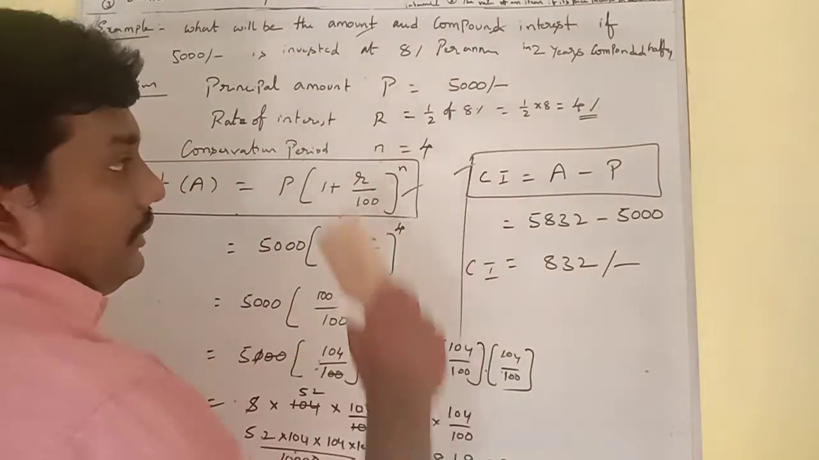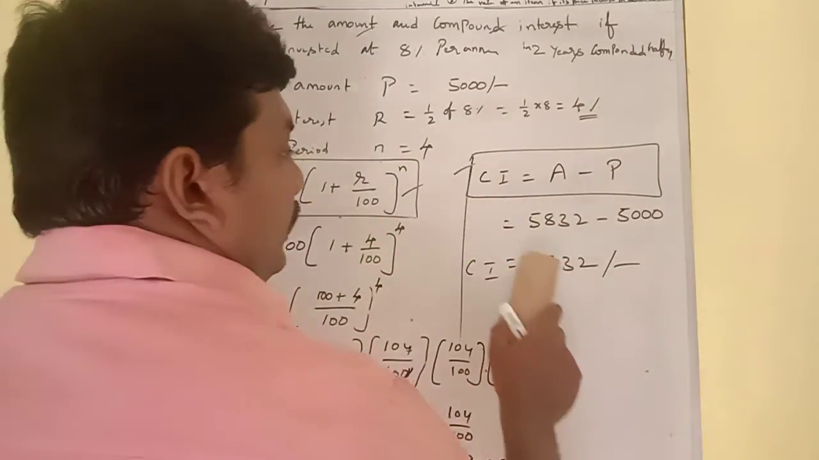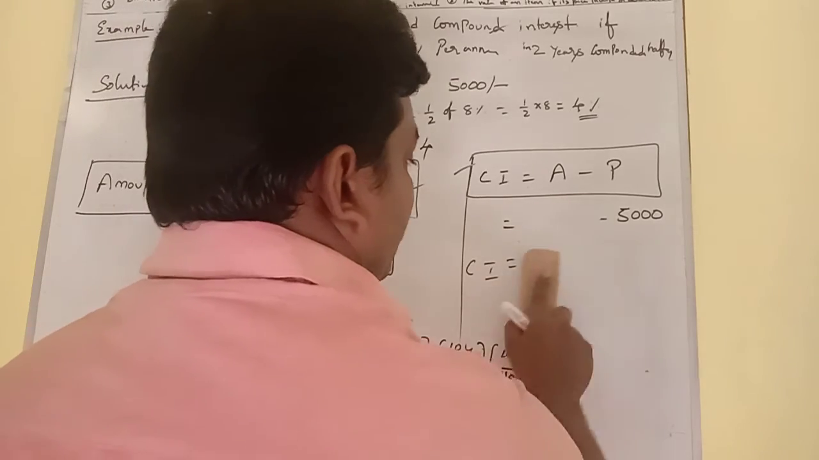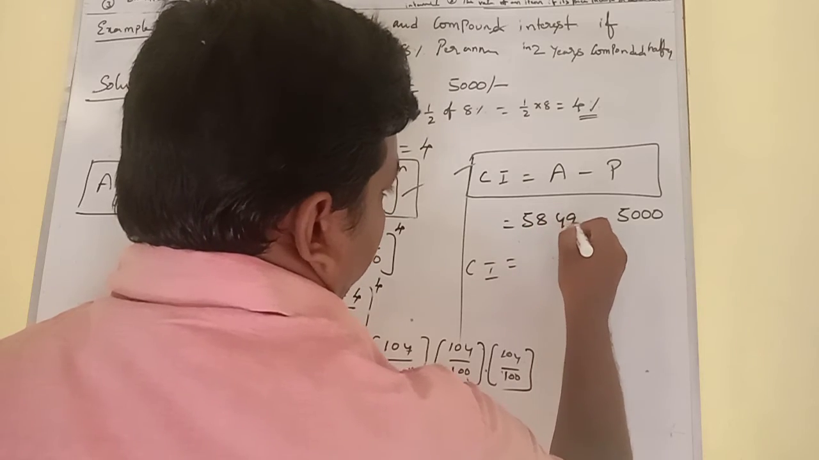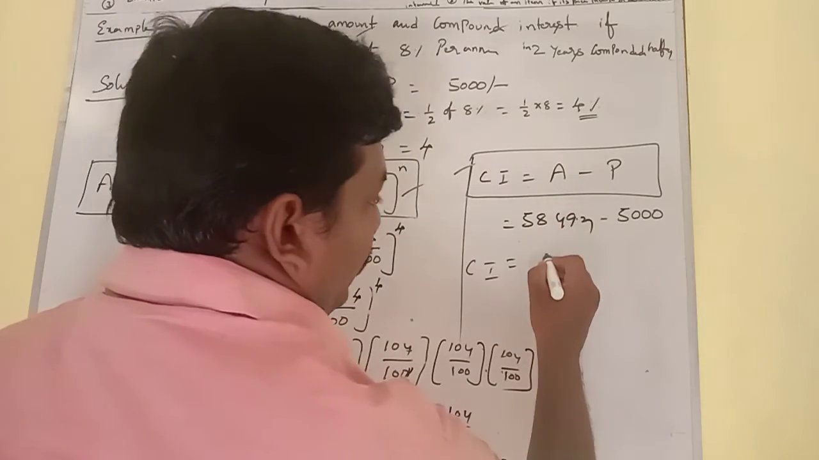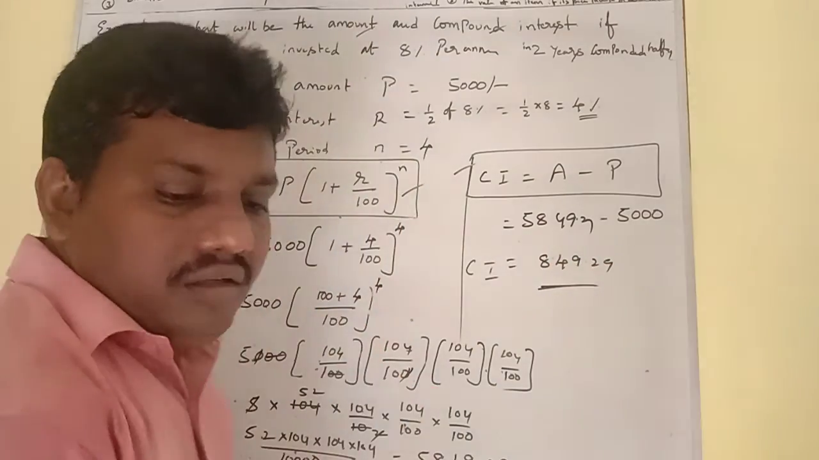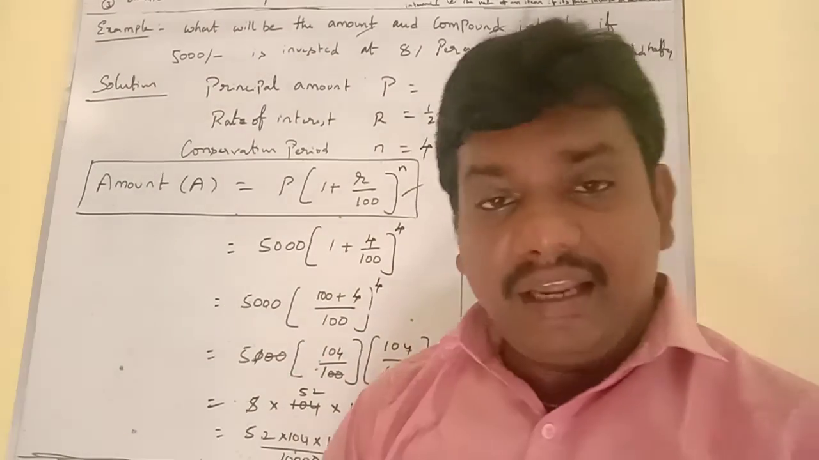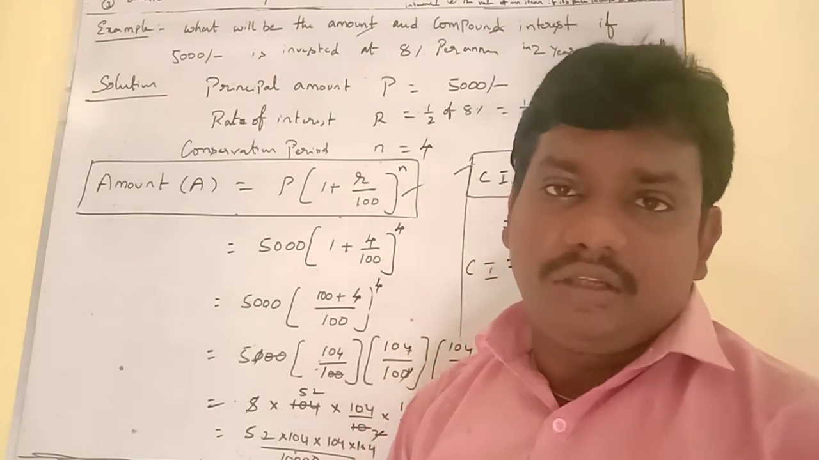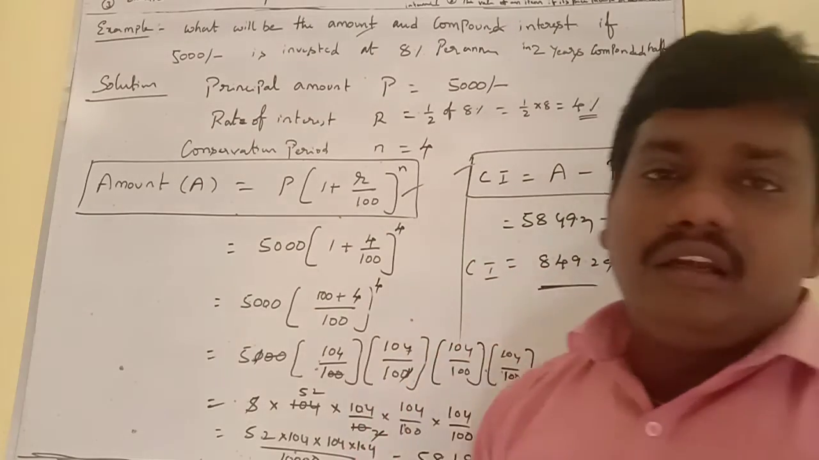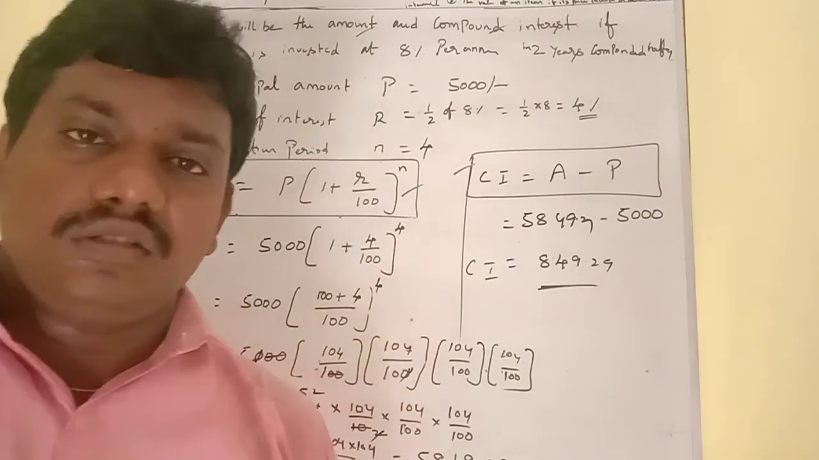For the same question, compounded quarterly, you are going to calculate. Right. So now what is this amount? The amount becomes 5,849.29. You remove the 5,000, that is 849.29 rupees. So this is the compound interest. Like that we can calculate the compound interest or amount in the compound interest method for annually, half yearly, quarterly. That is the number of conversion periods.